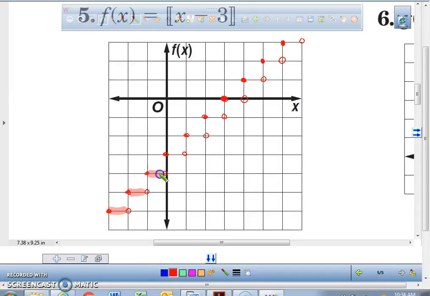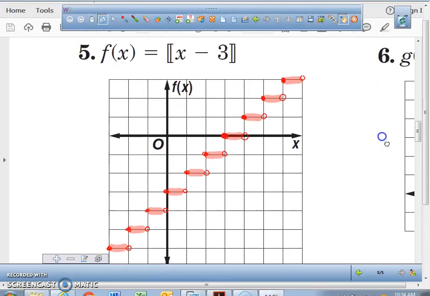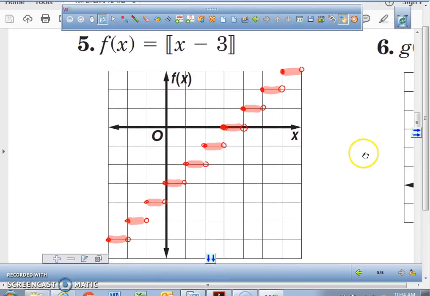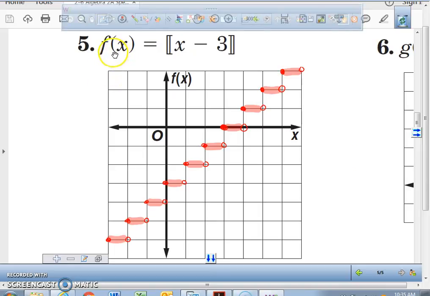Then connect between points. Build your steps. That is an example of how to do a step function. We did the greatest integer function, y equals the greatest integer of x, and then we did number 5, which is f of x, which is y equals the greatest integer of x minus 3.